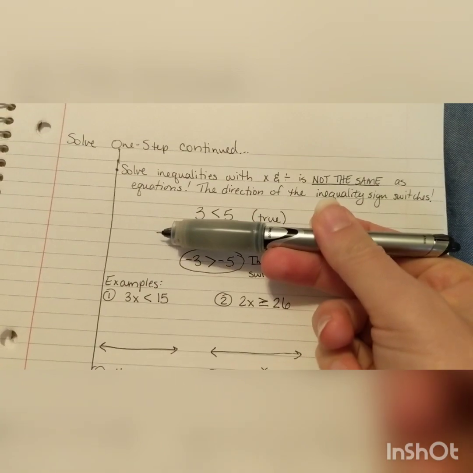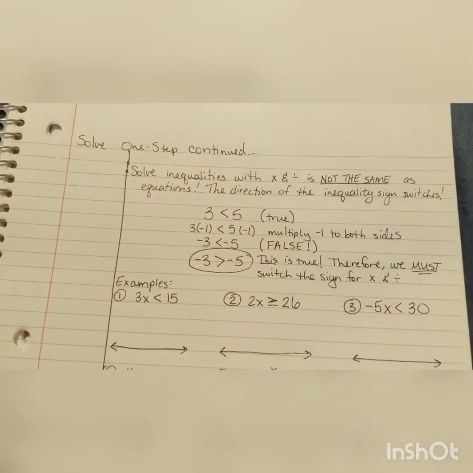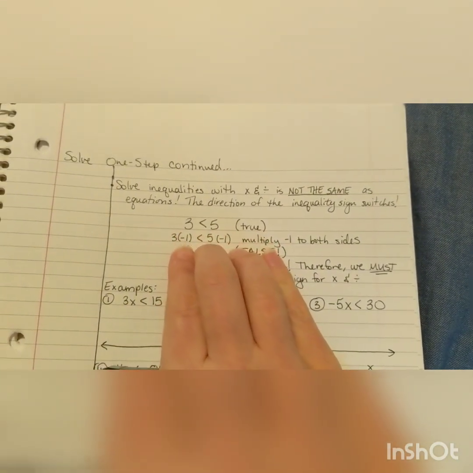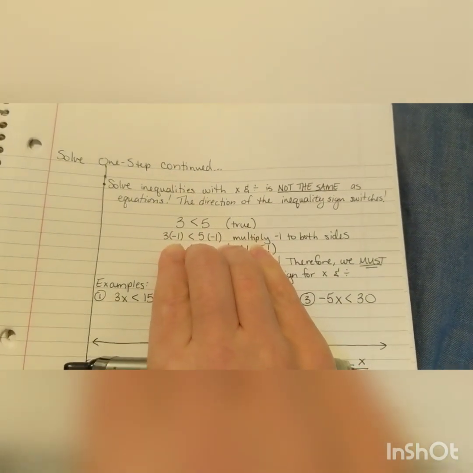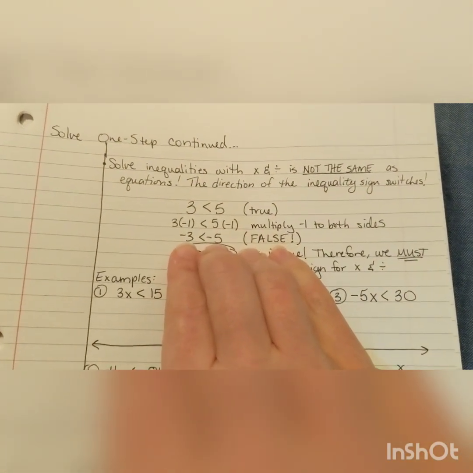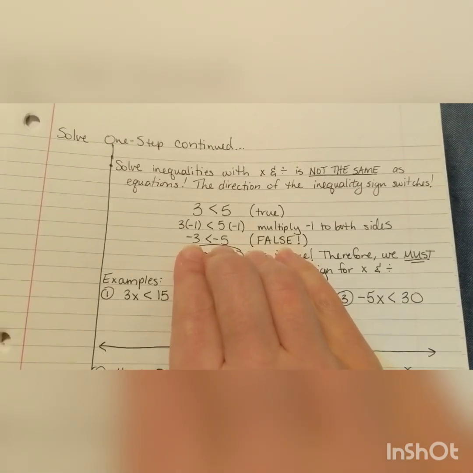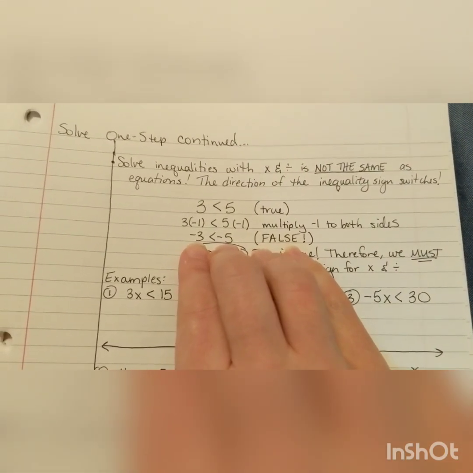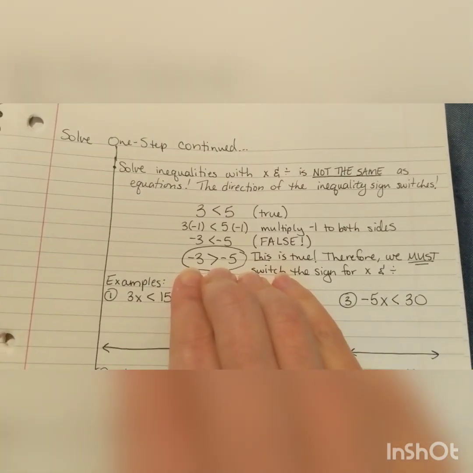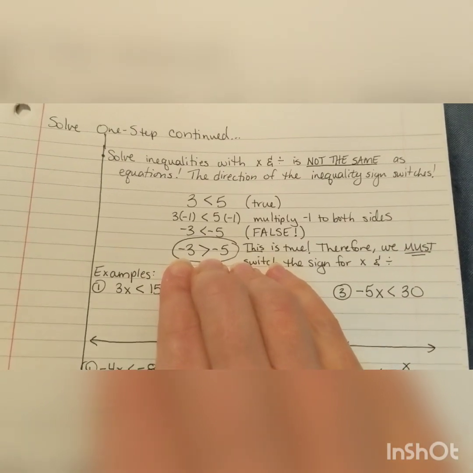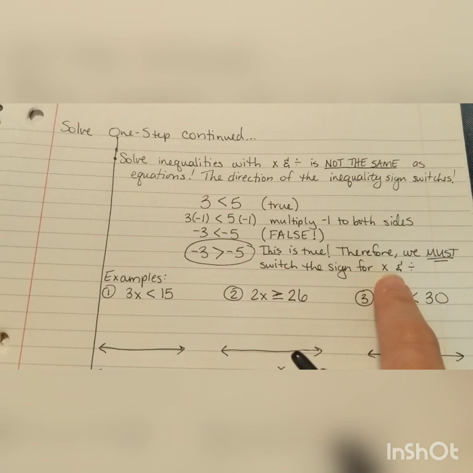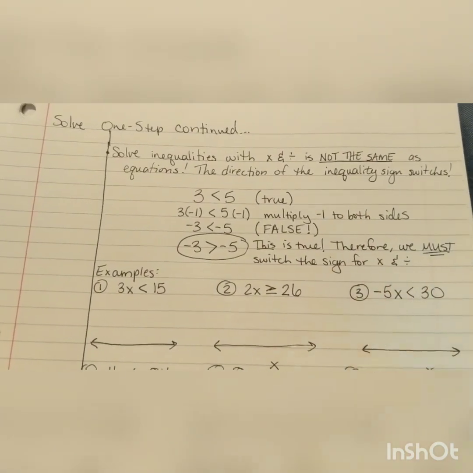So take this example. I have 3 is less than 5, which is true. But if I multiply -1 to both sides, which is still true because I'm doing the same to both sides, I get -3 is less than -5, which is false. We know -3 is larger than -5 because it's closer to 0. It's farther right on the number line. So this is the true statement. Therefore, you must switch the sign for multiplying and dividing positives and negatives.